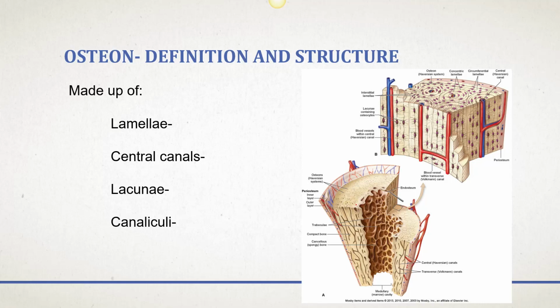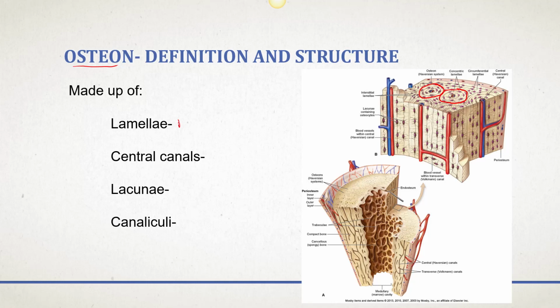So if we look at this again, it's a cross-section of a long bone. Here we have the medullary cavity in the center, and then circulating around in this compact bone region are these circular units. And here you can see one of the circular units, and here's another circular unit. These circular units are called osteons. So an osteon is a functional unit of bone, and it's made up of a few parts.